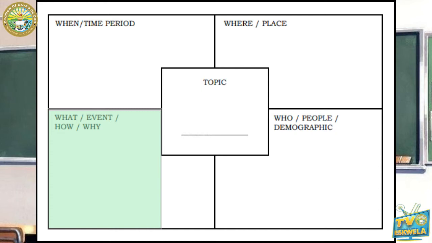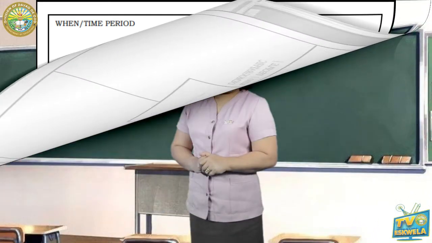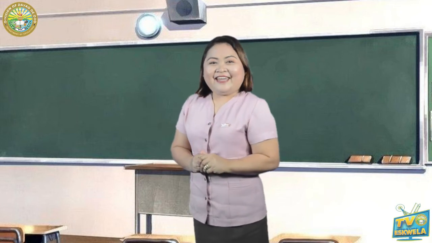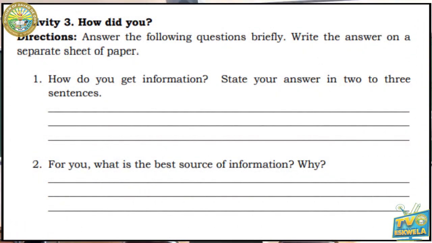How did it go? Let us answer the question when. Can you identify the time period of the event? How about the question where? Where do you think the event takes place? For the last question, who? Who are the people involved in such an event? That was awesome! Now let us go ahead and answer the next activity.